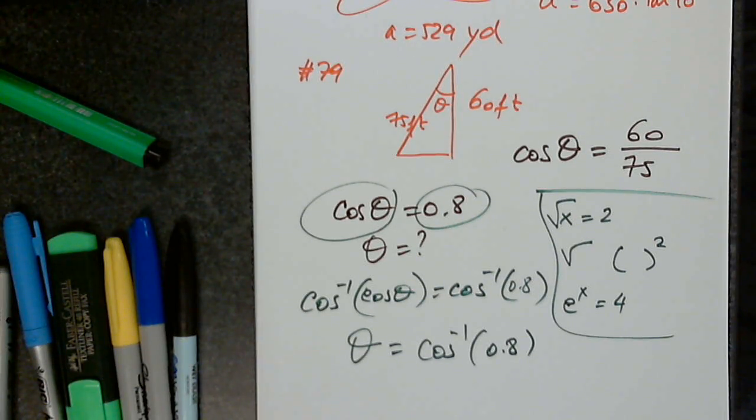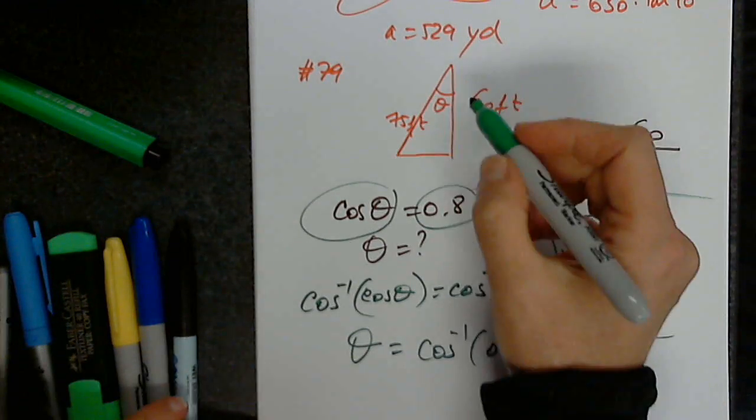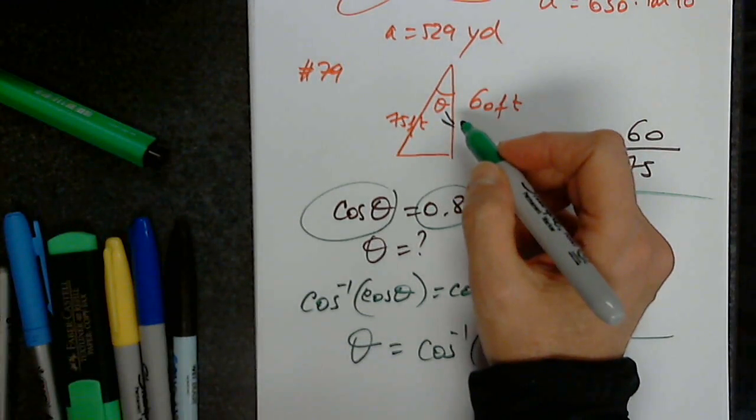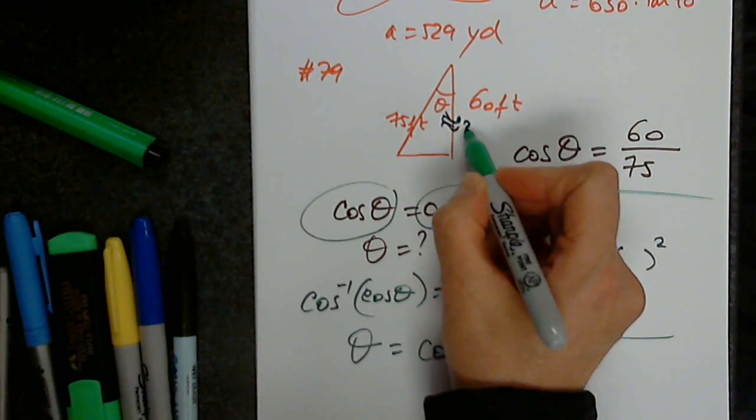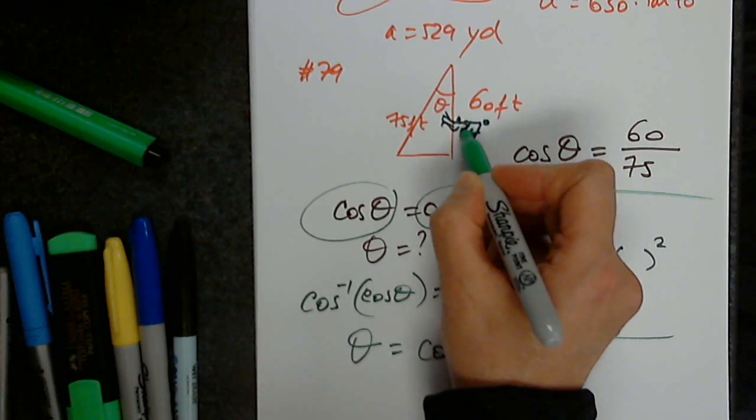So now I know my mode is in degrees. So I go to second and cosine. And what do I put in parentheses? Very good. Sorry, I didn't hear. You probably said it. Good. I expect the answer to be in degrees. And it is roughly 37 degrees. So theta here is approximately 37 degrees.